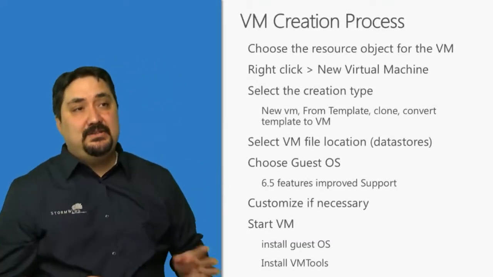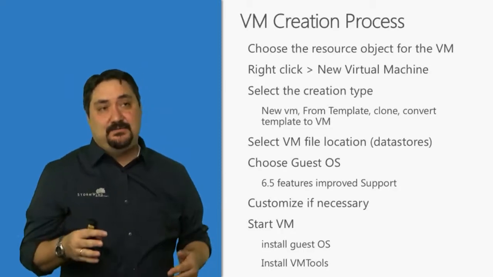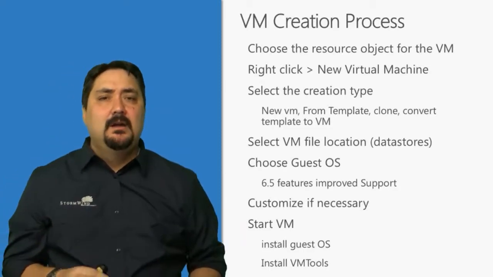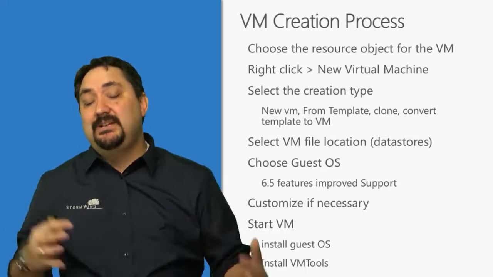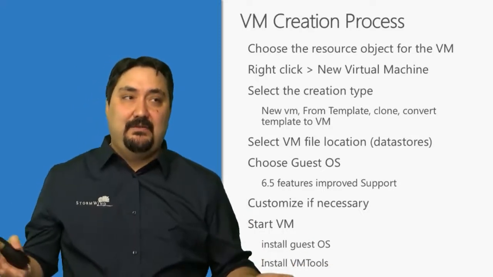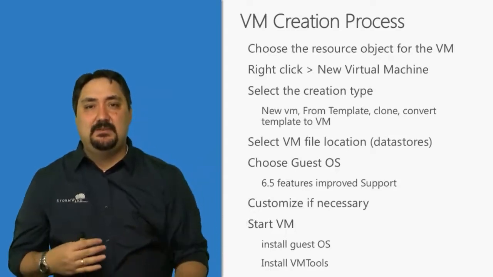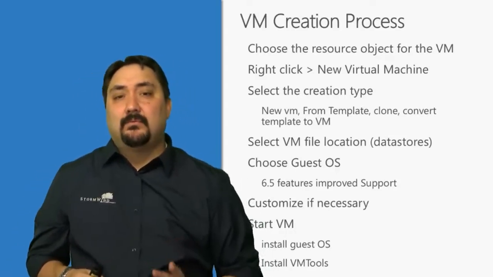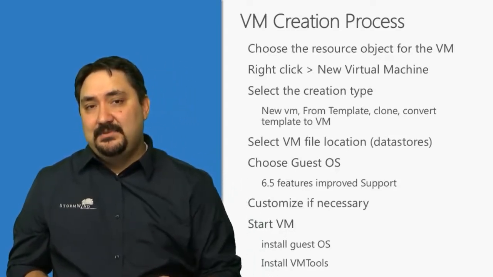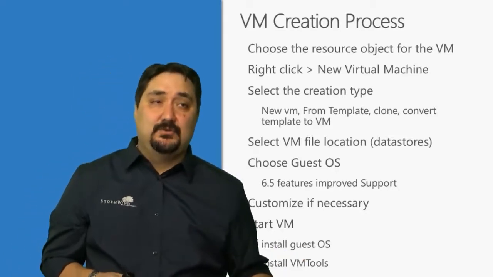Now, our creation process for a virtual machine is pretty straightforward. We're going to choose a compute resource object in our environment from the navigation pane. Once we select who's going to be our compute resource, we can right-click on that object and then click Create a Virtual Machine.